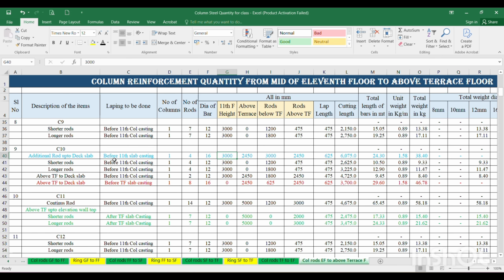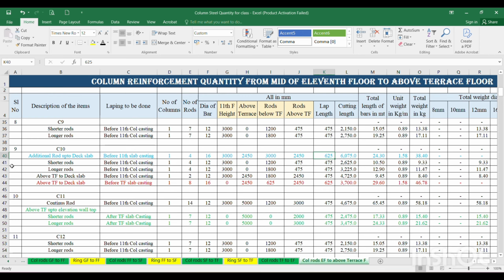So for that, before 11th floor slab, 1 number of column, 4 rod, 16 dia, and 11th floor height is required, and the above terrace floor height is the deck slab height, 2450, and the rod below terrace floor is 3 meter. The complete full floor height has to be taken, and the rod above terrace floor is 2450, complete height has to be taken, and this is the lap length for the below slab anchorage.